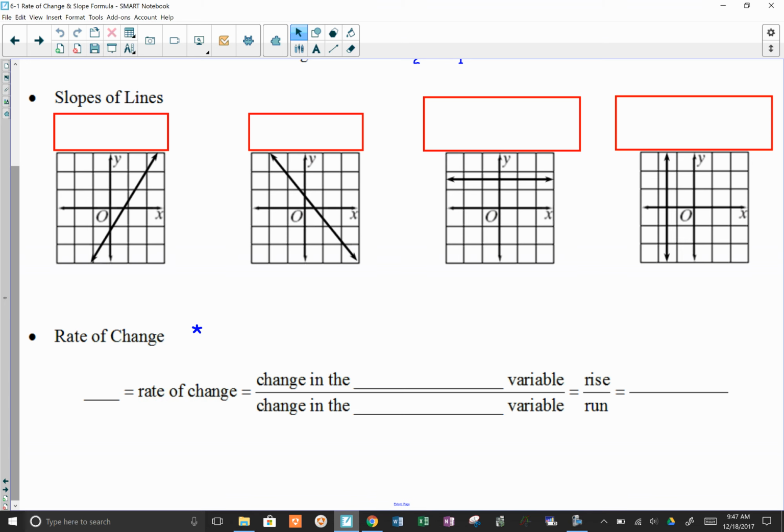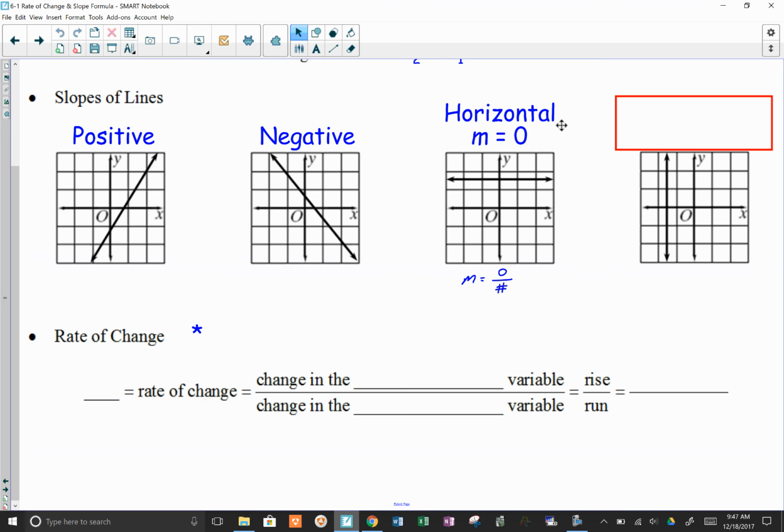So looking at our first graph on the left, if we see a line that from left to right is slanting upwards, that's called positive slope. If you see in the second graph a line that is slanting from left to right downwards, that's called negative slope. A horizontal line has a slope that equals 0. So it has a numerical value, it's just 0.